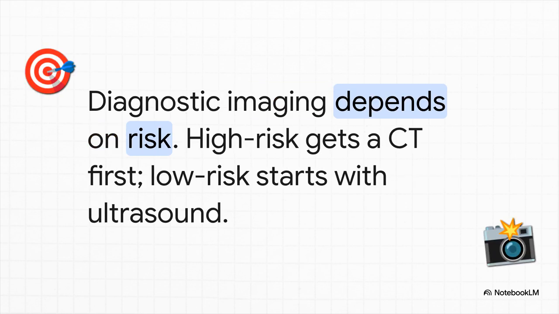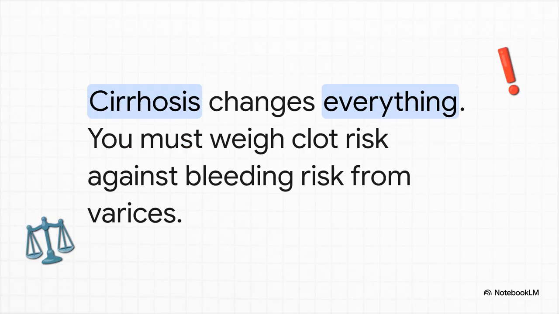Number 2, your imaging choice isn't one size fits all. It totally depends on the patient's risk profile. High risk, go straight to CT. Lower risk, no known liver disease, start with ultrasound. Number 3, cirrhosis. It changes the entire game. For these folks, you absolutely have to weigh the risk of the clot versus the risk of a life-threatening bleed, and that means you have to get that endoscopy done before you start anticoagulants.